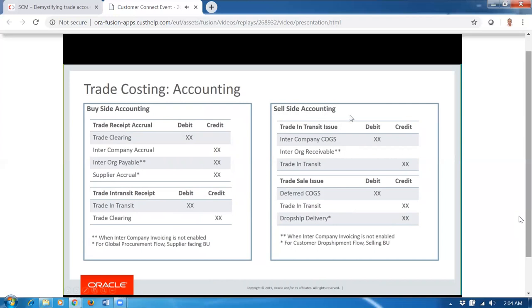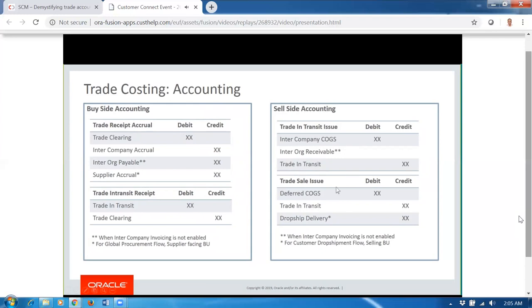Similarly, on the sell side here, we are seeing two events, which got introduced in the previous slide: your trade in transit issue and a trade sale issue. The trade in transit issue is when you do a transfer or an issue from one OU to another OU. So it is an intercompany thing. When you say intercompany OU or approval, again, it depends upon your invoicing option on the flow. And the other side is the trade in transit.